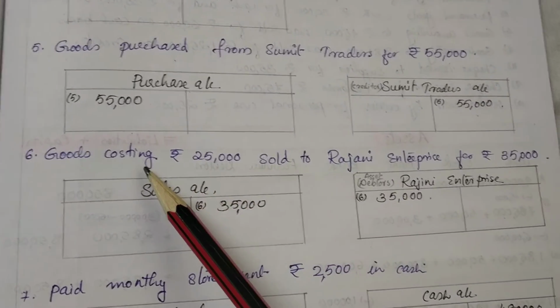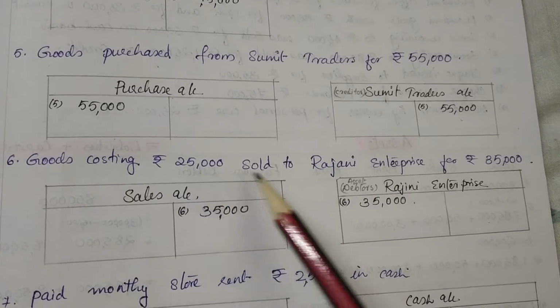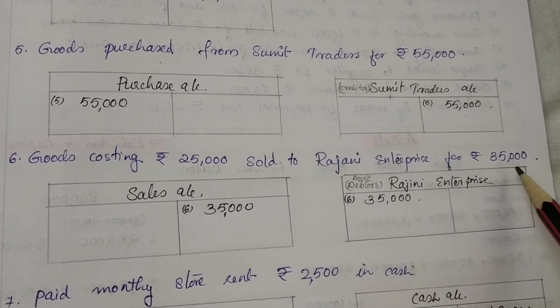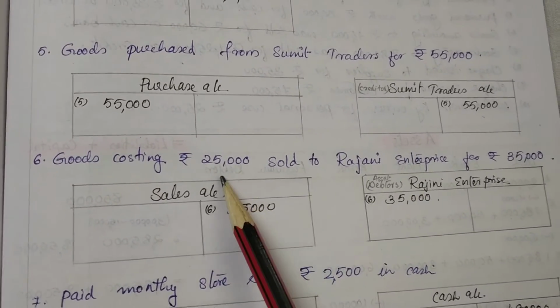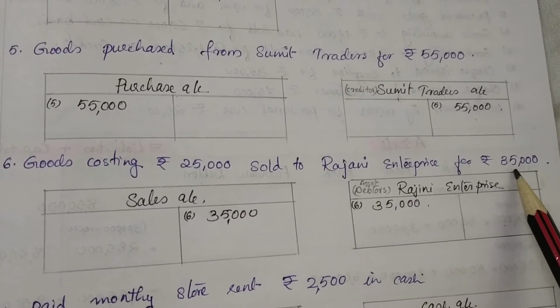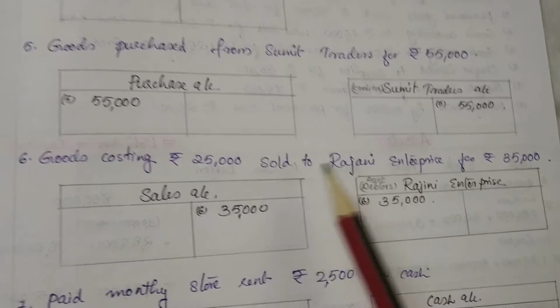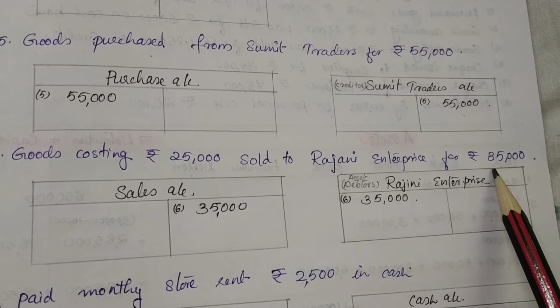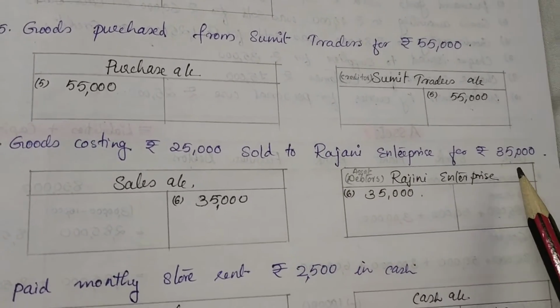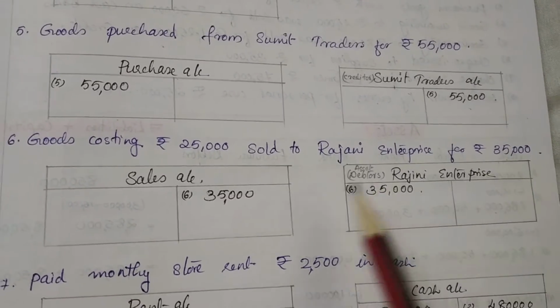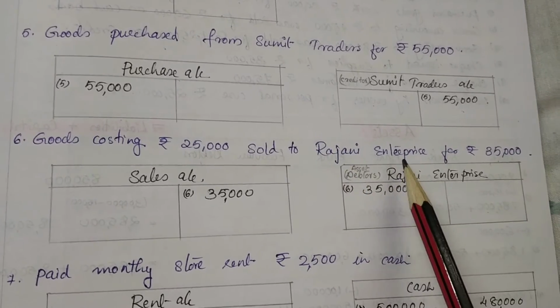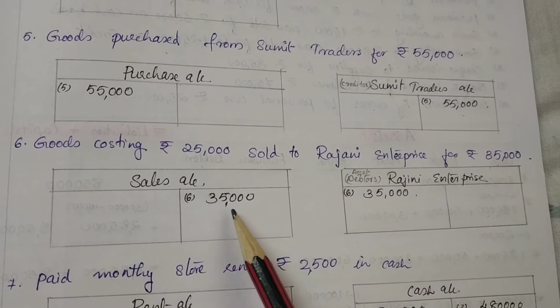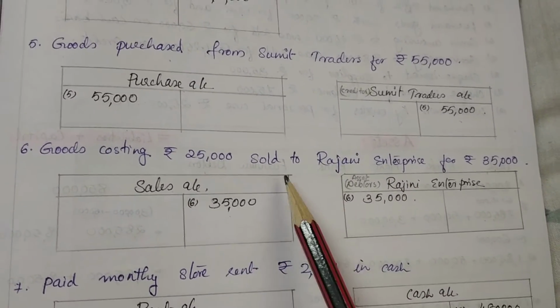Sixth transaction. Goods costing rupees 25,000 sold to Rajani Enterprises for rupees 35,000. So you will see the difference. Actual worth is 25,000 but we are selling it for 35,000. What is the difference? That difference is called profit. Okay. So first, in the sales account, again it is not a cash sale. So in the sales account we are writing 35,000 on the credit side.